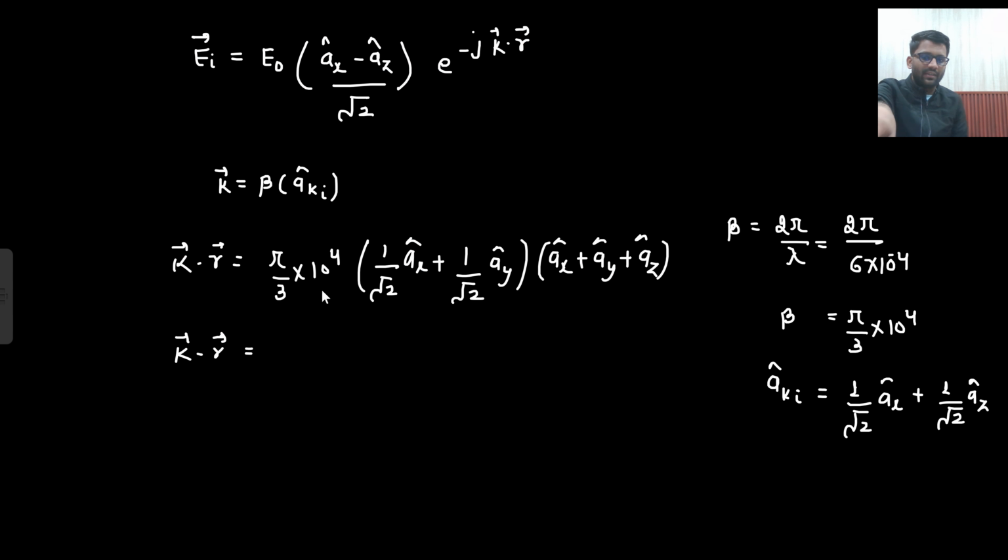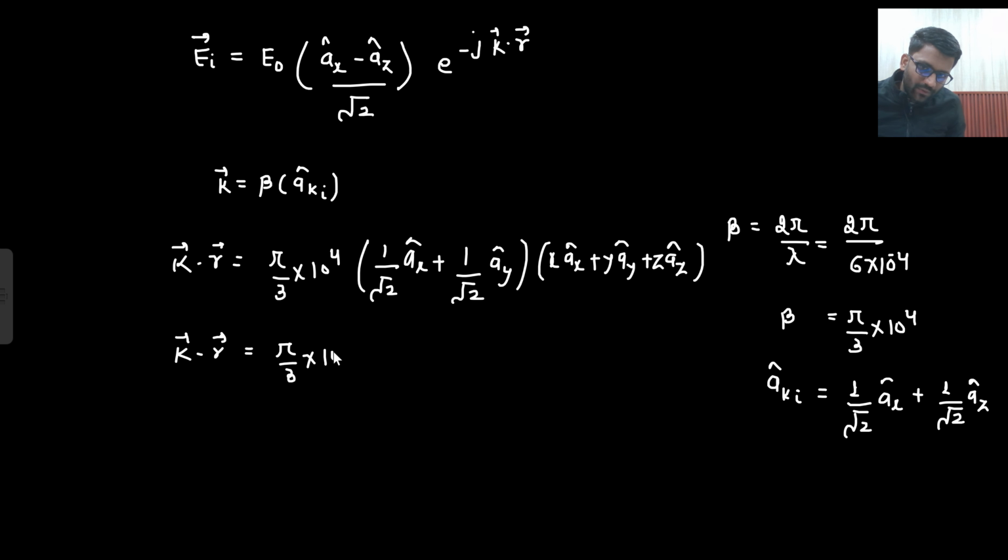You can solve it. Pi by 3 into 10 to the power 4 will be same. 1 by under root 2. Oh, sorry. Here it would be k dot r, no? So x, y, z I forgot to write. Basically, r vector is x ax cap plus y ay cap plus z az cap. This is your r vector. So what are you going to get?